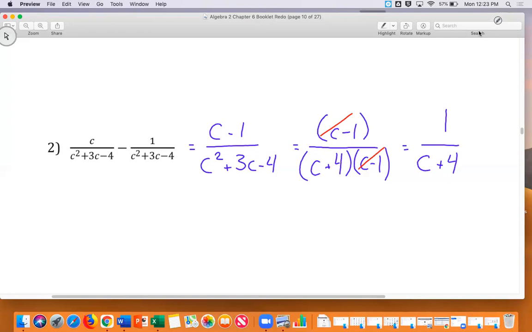You guys okay with that? I asked myself, what are the factors of -4 that add up to 3? Okay, so I just factored it. I didn't use the British method, I just factored.